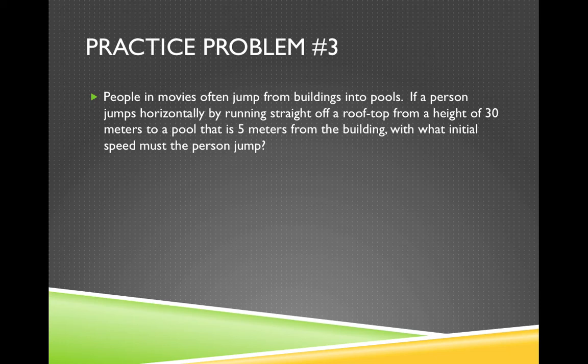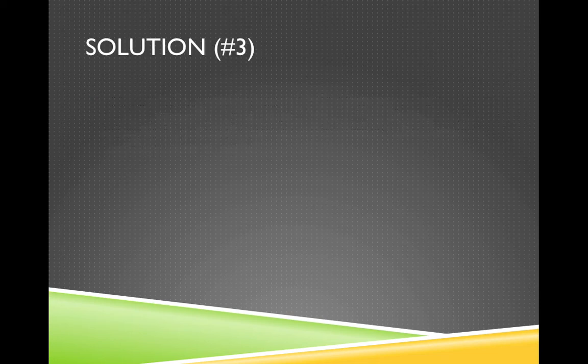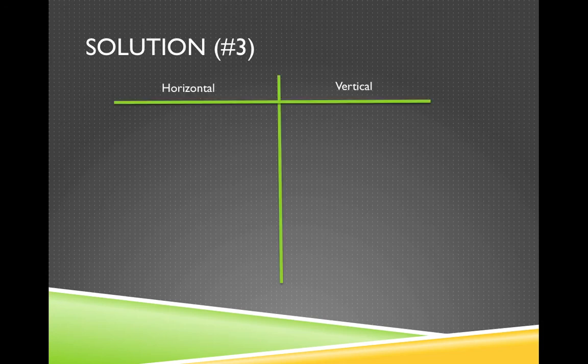Pause the video for time to work on the solution. We will separate our information into horizontal and vertical. We do not know the initial velocity. The acceleration horizontally is 0, and the distance, or the range, is 5 meters to the pool. In the vertical dimension, the initial velocity is 0, acceleration is 9.8 meters per second squared, and the height from which he is jumping is 30 meters.